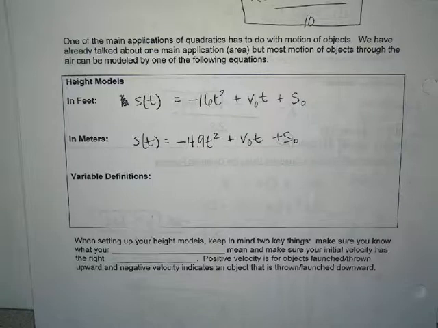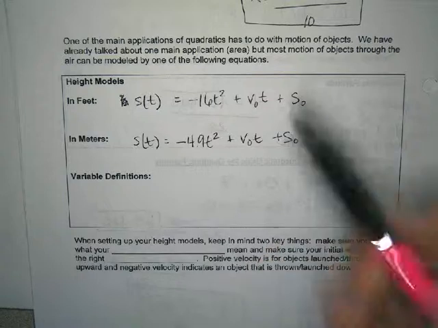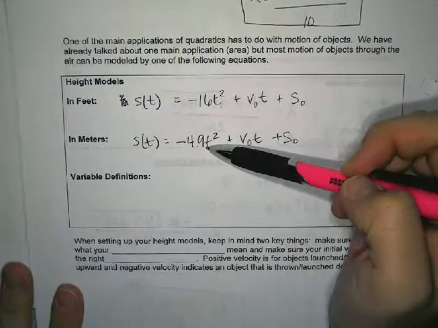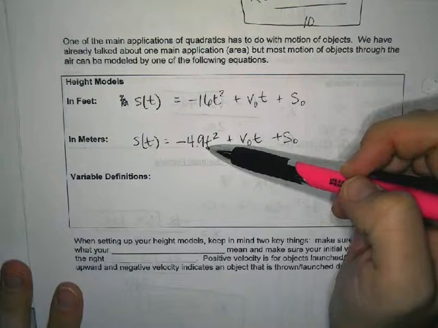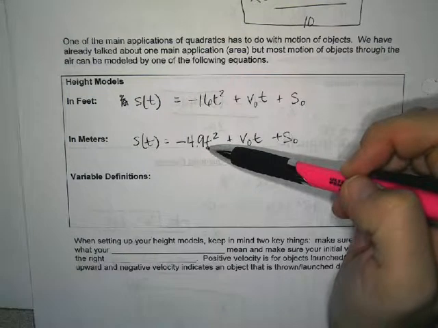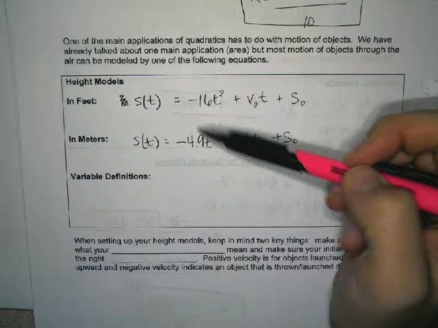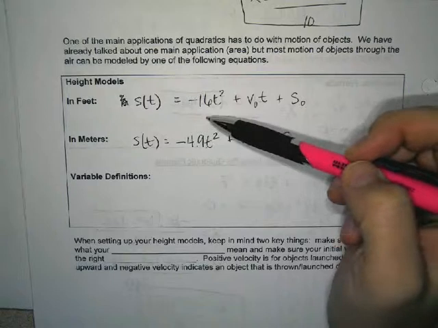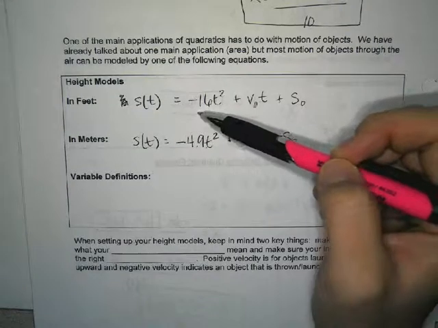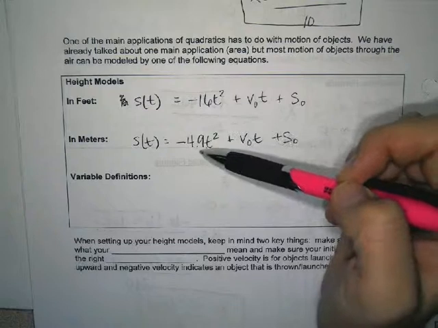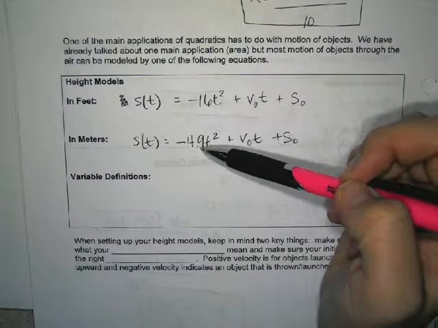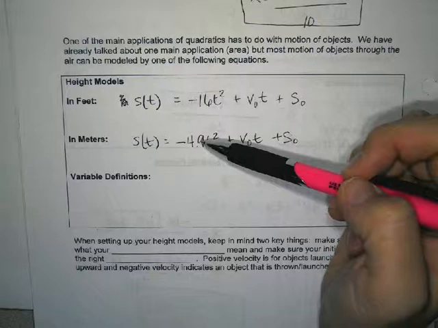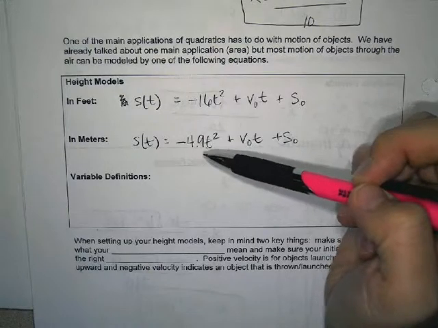Alright, so we're going to actually go ahead and define these variables. And I should say that the negative 16 and negative 4.9, those are based off of the effect gravity has on the object. In feet, the effect gravity has on an object is negative 32, and this is half of it. And the effect of gravity on an object, and you actually saw this in your catapult project, was 9.8 in meters. So half of 9.8 is negative 4.9.